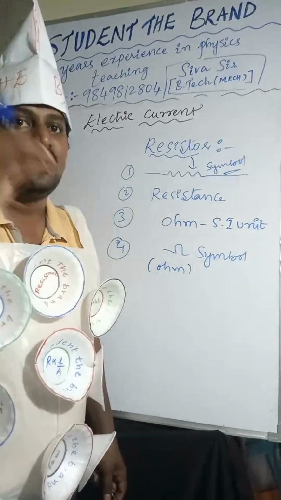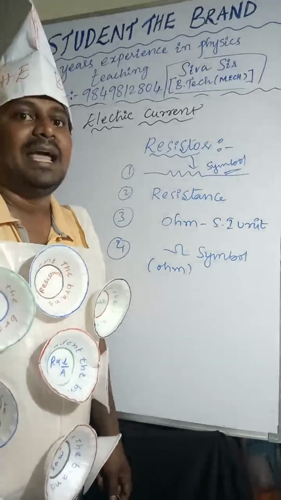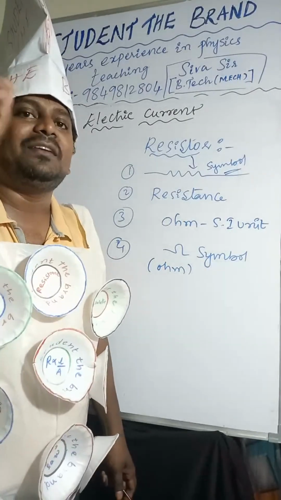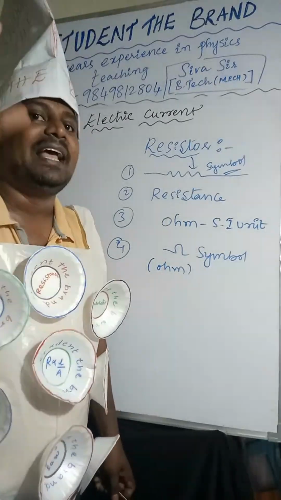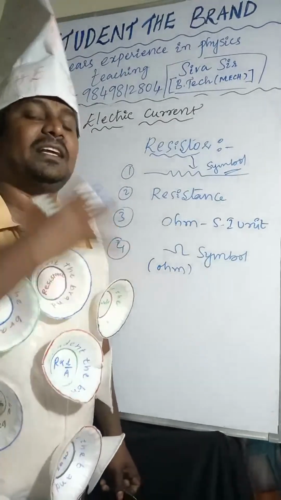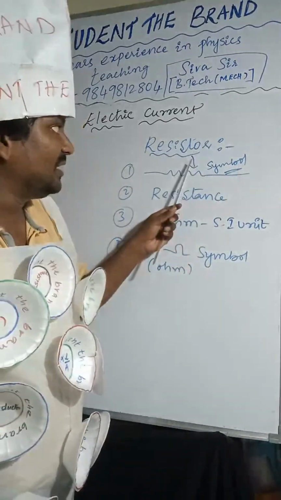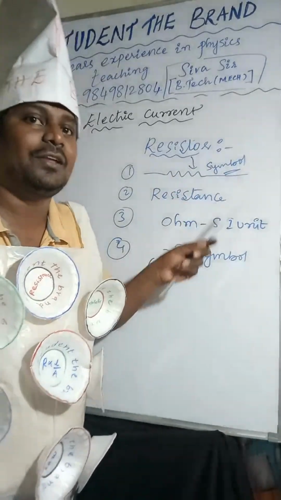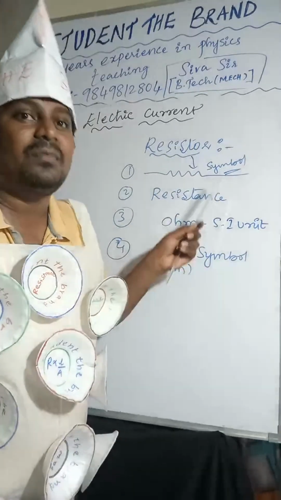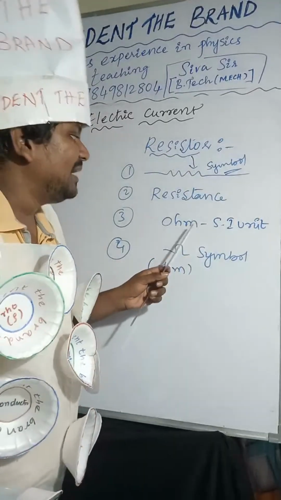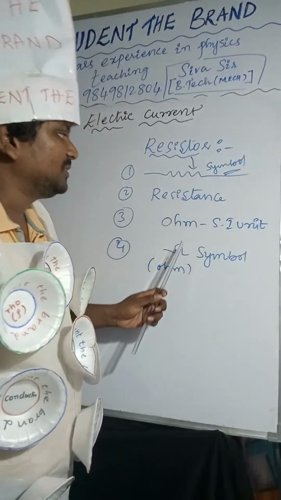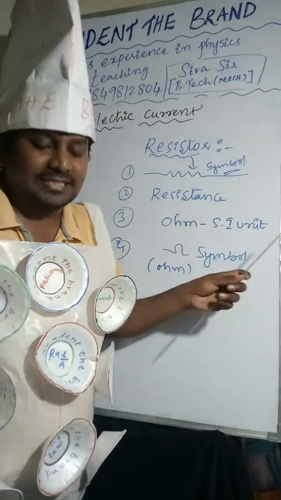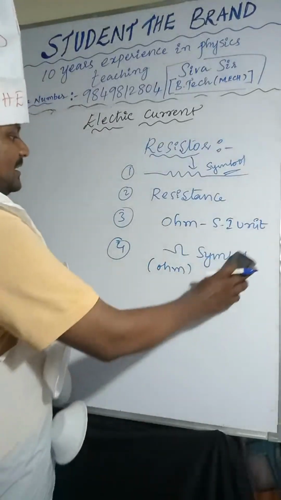Among these 4 points, one question will come for the board exam. Very, very important, expected question from this point. A resistor is the device which is used to oppose the electric current in the circuit. Resistance is the phenomenon of opposing the electric current. The SI unit of resistance is ohm, and this is its symbol. Now we are going to the next one.